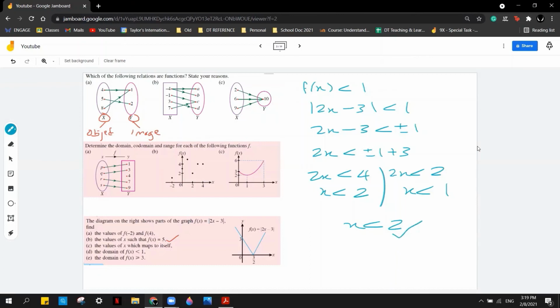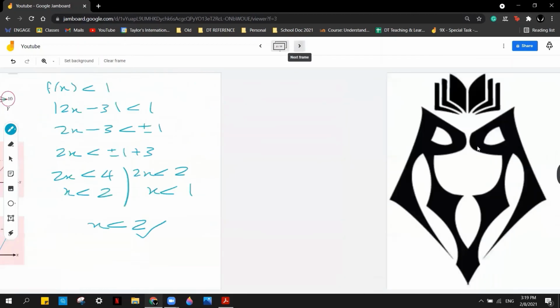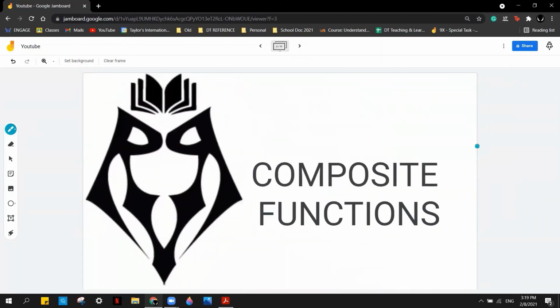So in conclusion, I hope you understand this first part. We will be discussing composite functions next week.